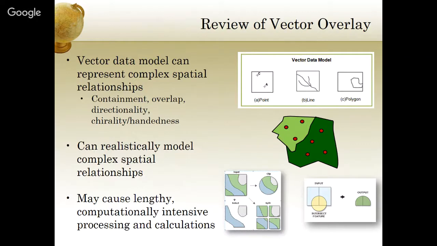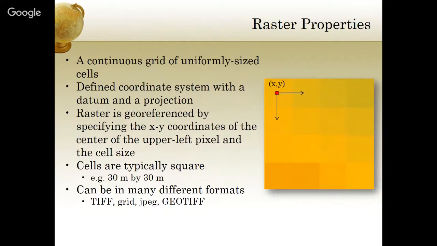So the opposite to that is rasters, which if you remember are these grids of uniformly sized cells. Computers love to just take grids of numbers and perform calculations on these grids. That's what they excel at. So raster overlay, in a lot of cases, is much more efficient computationally.